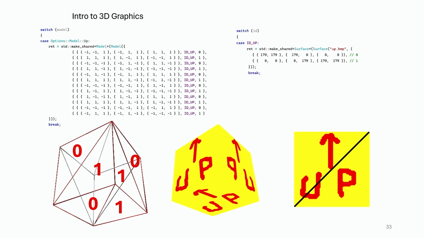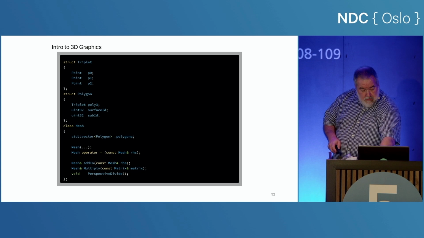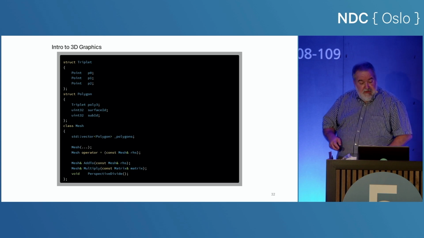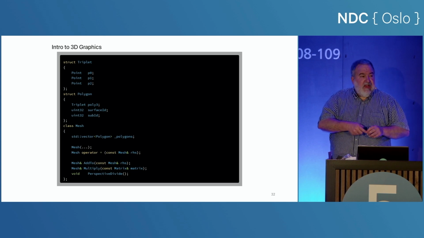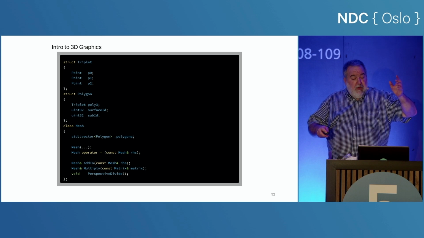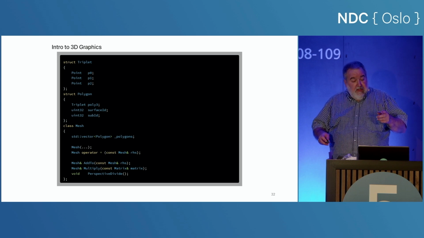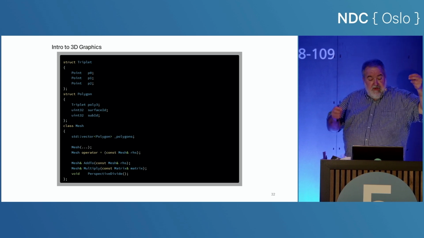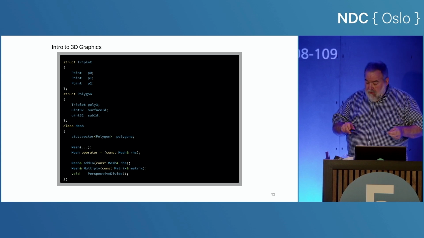This is what a surface looks like, and a surface has two different parts to it. This would be 0 and this would be 1, and these are the coordinates that map it into the 2D coordinate system here. Back to what my mesh is. A mesh is a collection of all these polygon objects, which have the triplets of points in them and the surface ID.